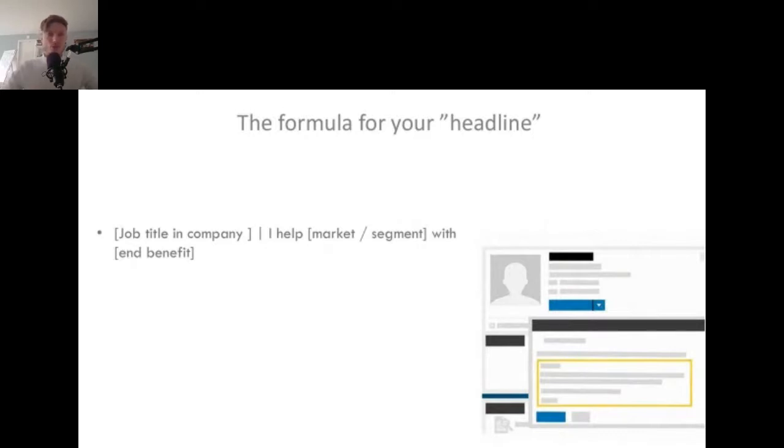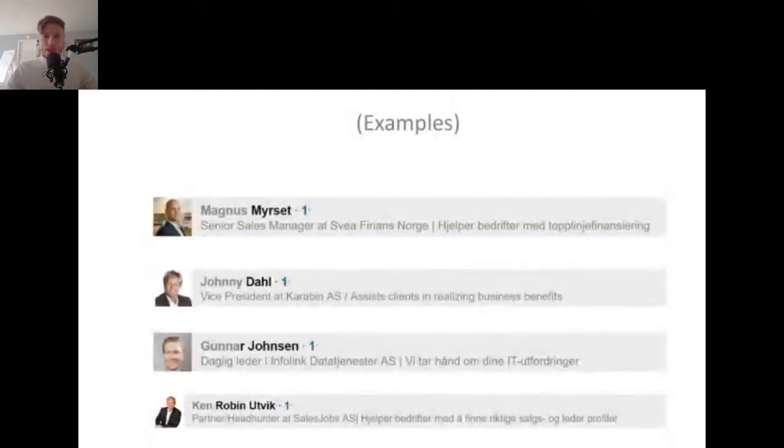We don't tell them what we can do. Of course, this is one way of writing it. This is a very easy formula. You can, of course, write it in different ways. But for example, in my case, CEO in LinkedIn, I help professionals utilize LinkedIn better to reach their professional goals. So just by that, I create interest for myself and for my company. So use your headline strategically. And here we have some examples. These are Norwegian, but we have one English one. So Johnny Dahl, Vice President at Caribbean OS, assists clients in realizing business benefits.